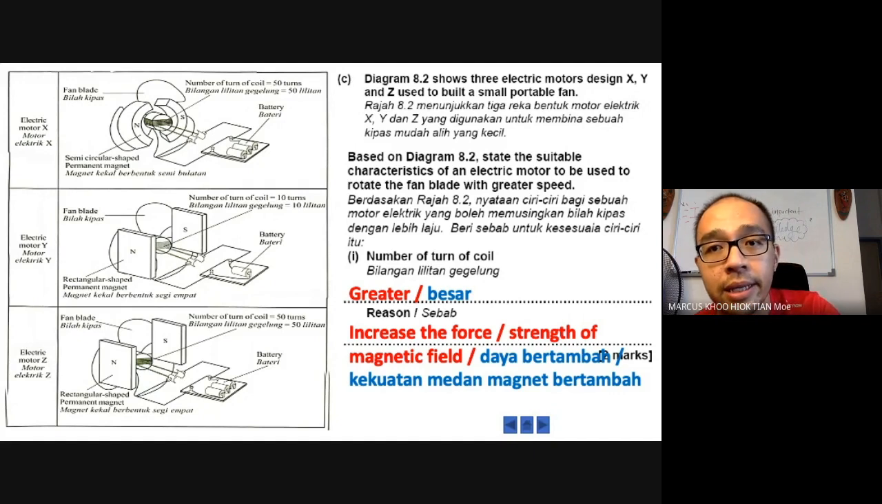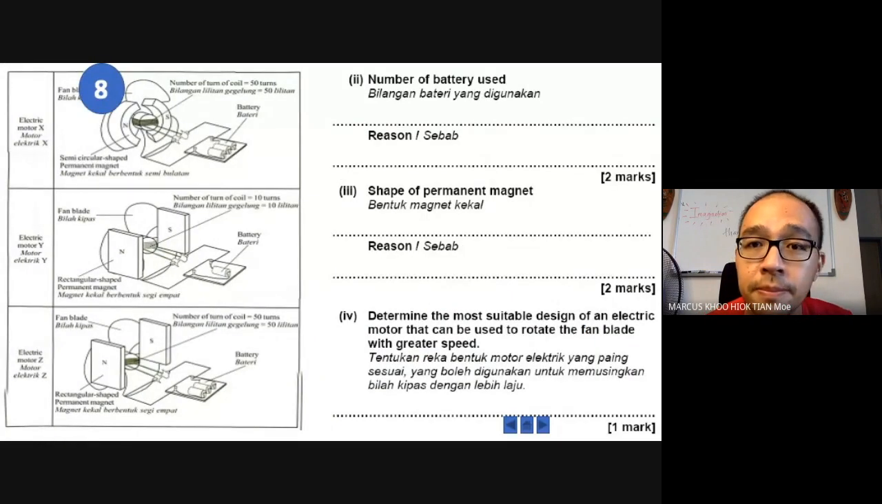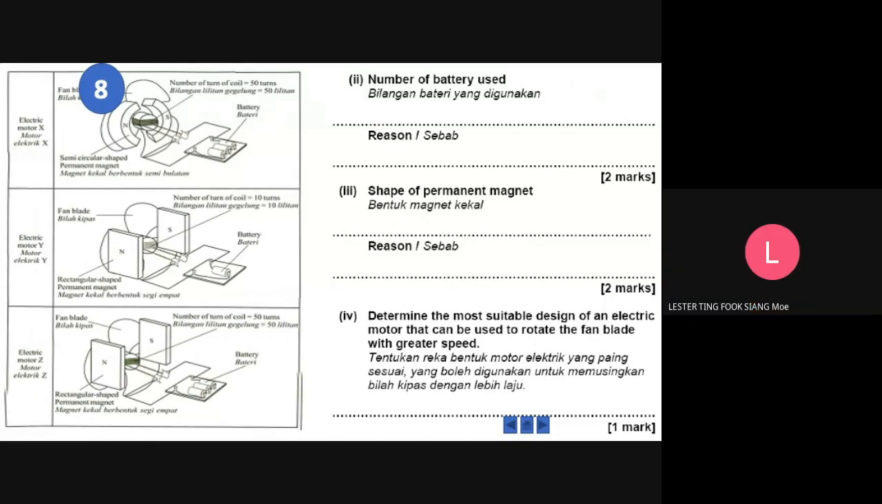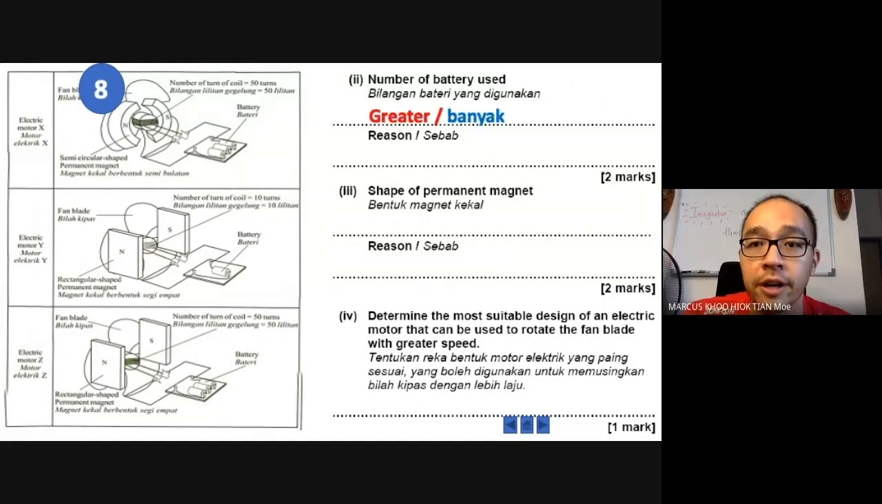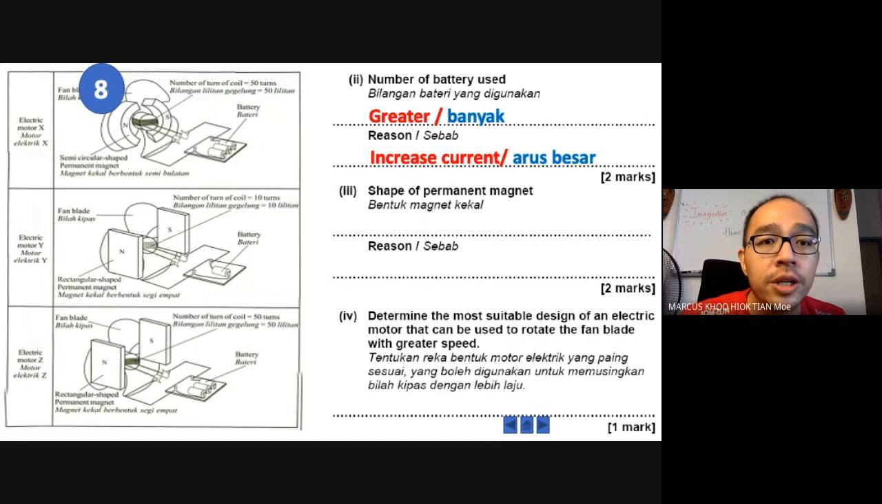Secondly, the number of batteries used. Who else haven't I called? Lester. Bigger. Why? Increase the current. Very good. We use a greater number of batteries to increase the current, because when we increase the current, we will increase the speed of rotation.